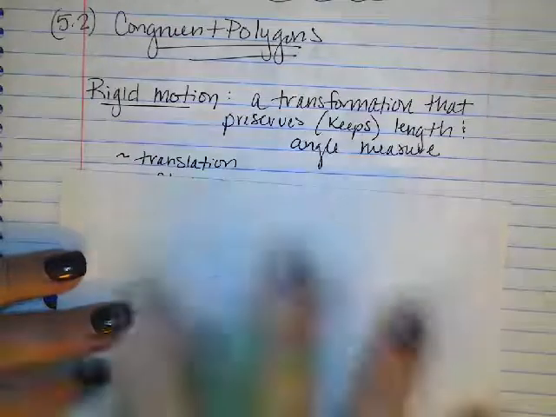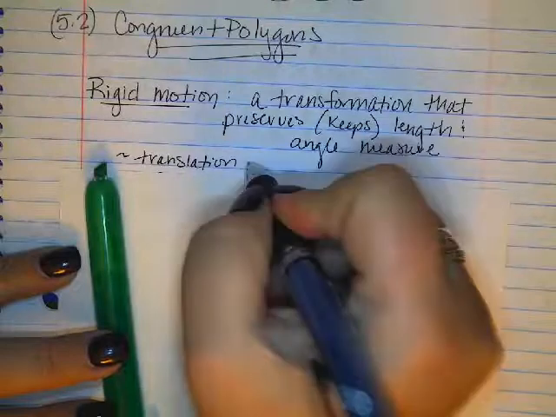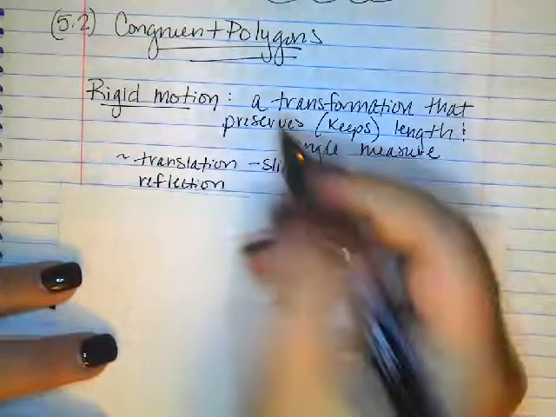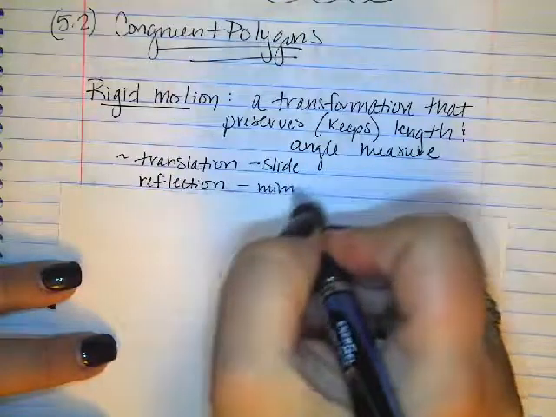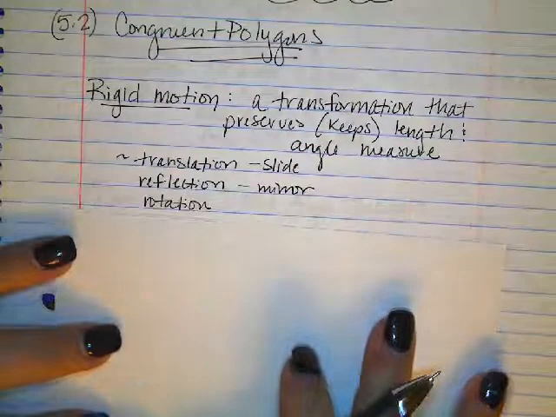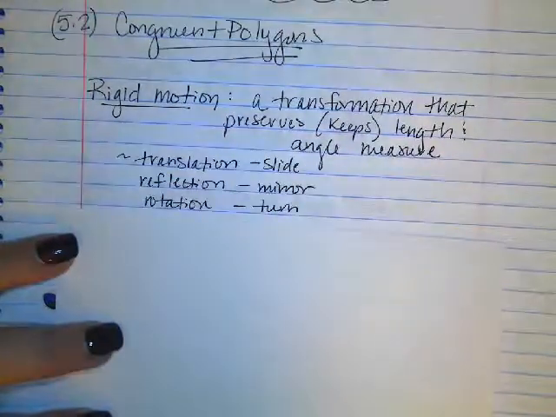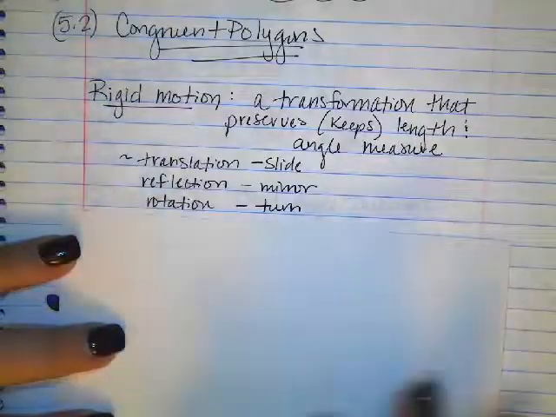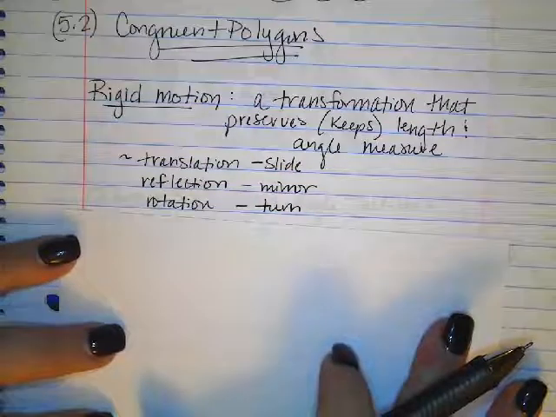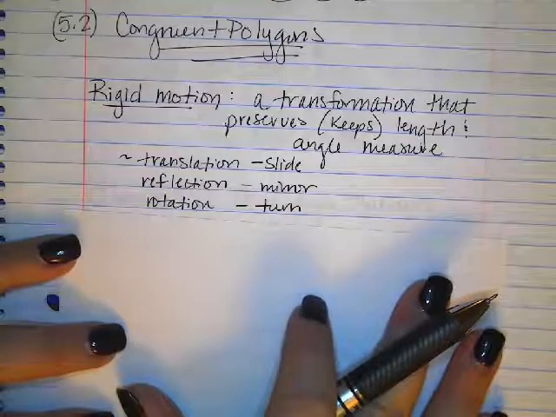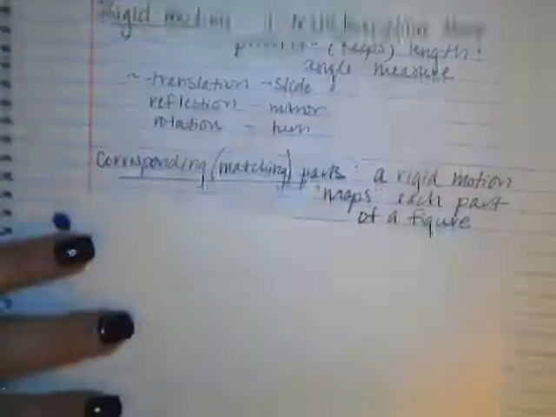When we talk about a translation, remember we're talking about a slide. A reflection is a mirror or a flip, and a rotation is a turn. But all of those keep that length and angle measure. It preserves it, so it doesn't change the actual shape and size. So that's important to remember about rigid motion.